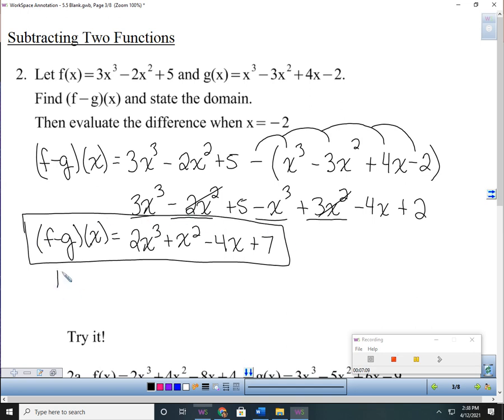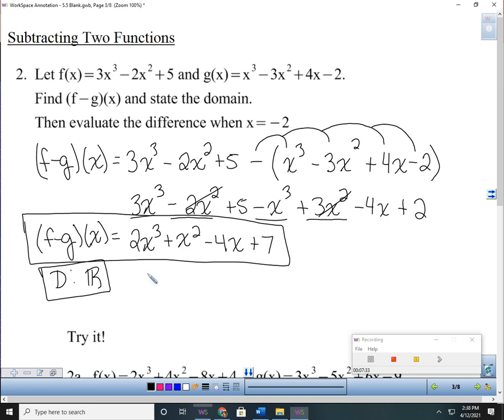All right, when we talk about domain, remember, it starts off as all real numbers. When you start having an x under an even root or an x in your denominator, then you have to worry about those stipulations. There's no x's under an even root. There's no x's in a denominator, so therefore it is all real numbers.